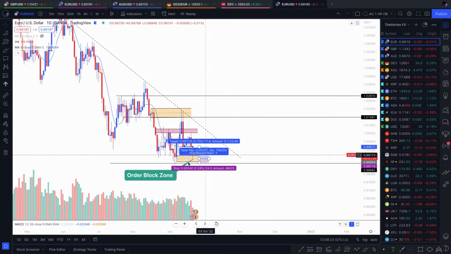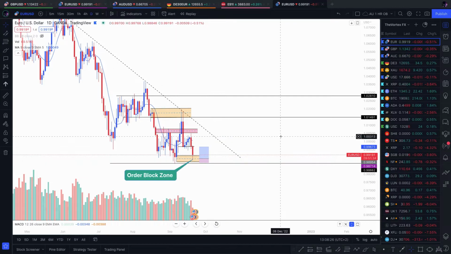We have an order block entry in the 4-hour time frame, so let's get straight into it.